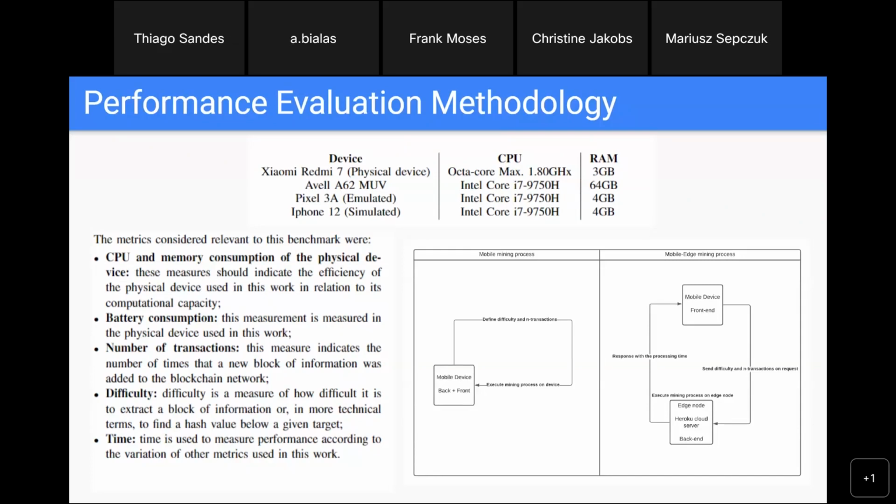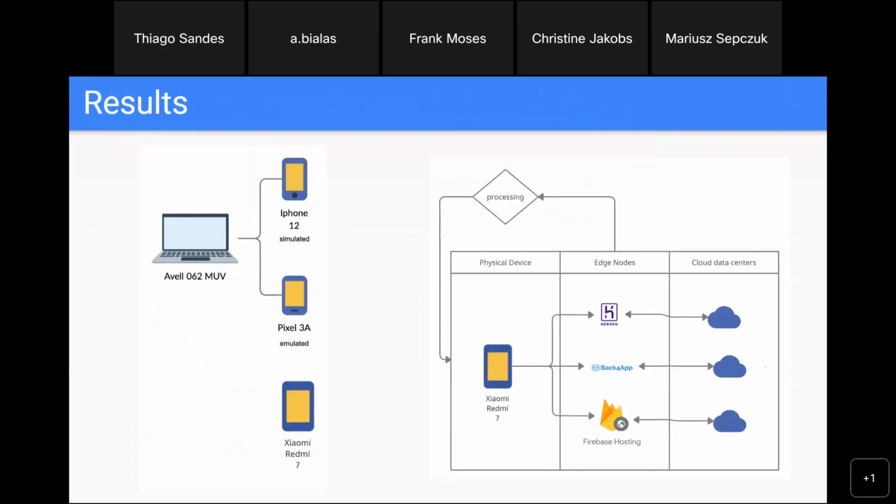In the image, we have the architecture of the mobile blockchain without the use of any edge computing, only the physical and emulated device. On the right side, we have the mobile edge computing architecture with the use of Heroku, Back4App, and Firebase services serving as edge nodes for the blockchain network process. On the left side, we have the first architecture, and on the right side, the use of Heroku, Back4App, and Firebase services.